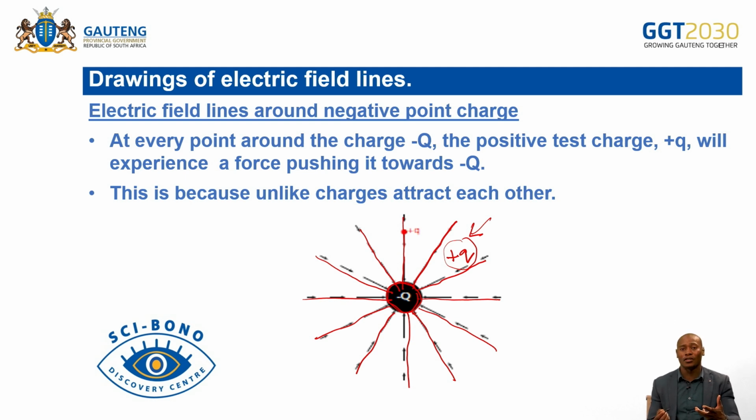Obviously, there will be a force of attraction. So this positive charge will move towards it. So this is the direction of the force exerted by this negative electric charge on this positive charge. You can see it's towards. Then already we have the direction of the electric field around this negative electric charge.